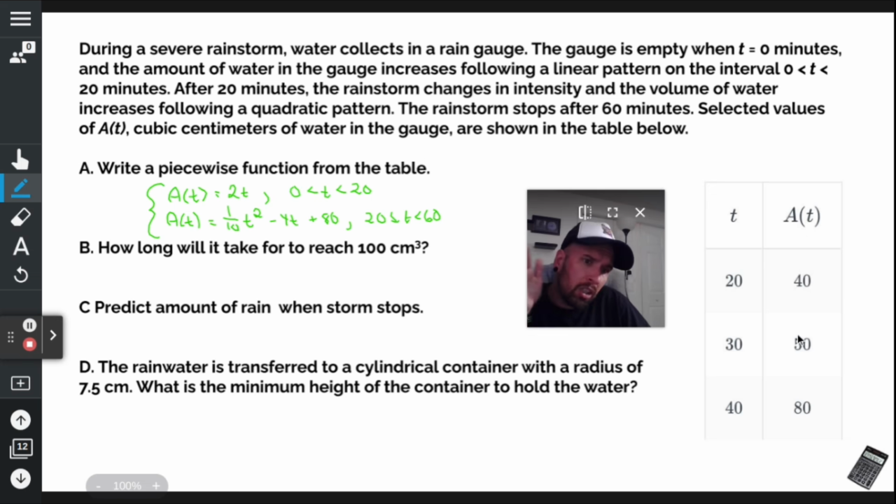centimeters. Well, I don't see 100 cubic centimeters anywhere on this chart, but I do know it happens after 40, which means I need to use my quadratic portion to find that out. So I'm going to pretend A of t is 100, and I'm going to graph this guy right here and 100 in my graphing calculator. Let's see what I get.